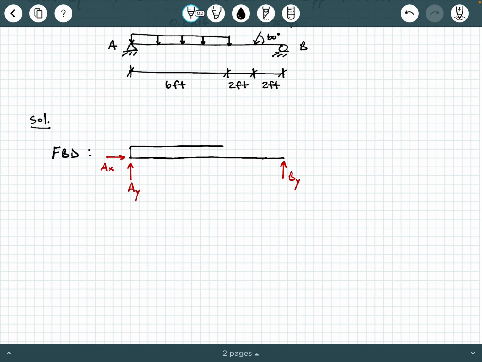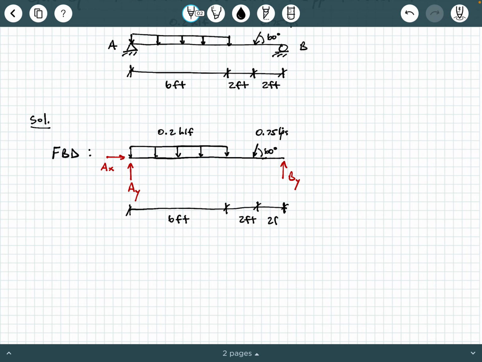We also have to draw all of our known forces and other information on here. So we know that we have a 0.2 KLF uniform distributed load here. We know that we have a 0.75 kips point load here at a 60-degree angle. And we know these dimension lines. Remember, drawing the dimension lines is part of the free body diagram that should always be included on there.